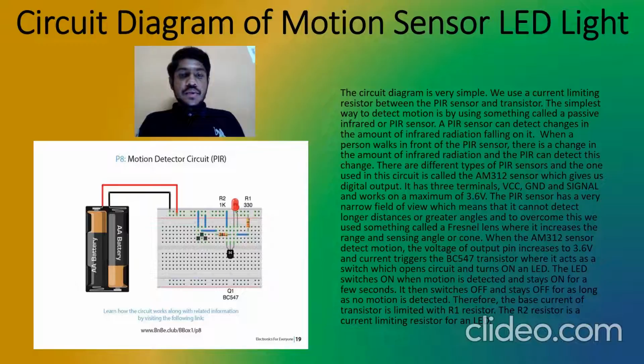The LED switches on when motion is detected and stays on for a few seconds. It then switches off and stays off for as long as no motion is detected. Therefore, the base current of the transistor is limited with the R1 resistor. The R2 resistor is the current limiting resistor for the LED.